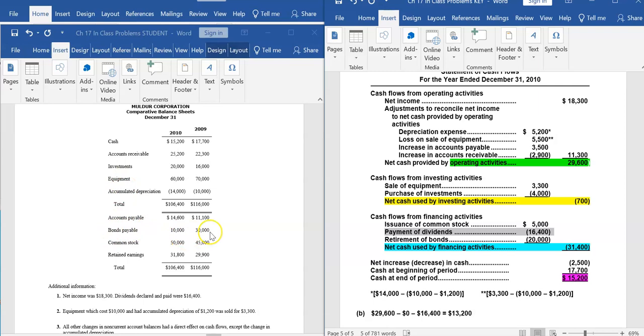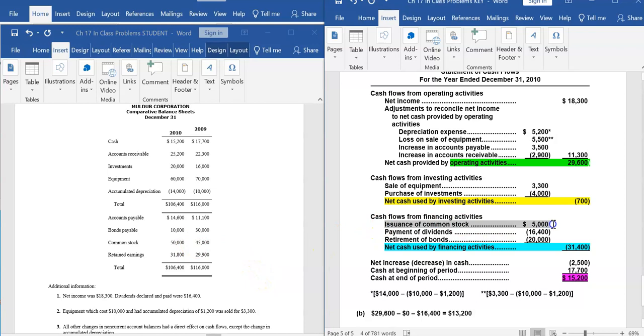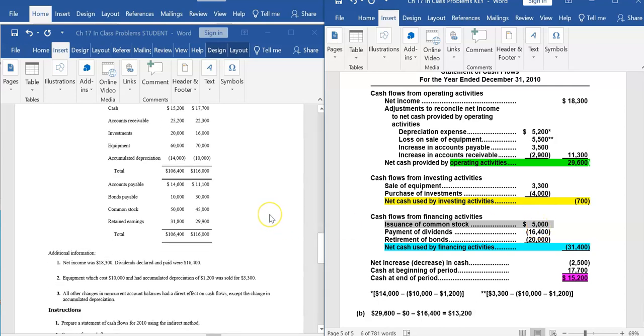Bonds payable. It looks like bonds payable decreased, which means we must have paid off these liabilities. Paying off this liability, long-term liability, is a financing activity. We must have paid off $20,000, which means it was a cash outflow of $20,000. Common stock. We increased common stock, which means we had to have issued stock and been paid $5,000. That is a financing activity. Increase cash flow.